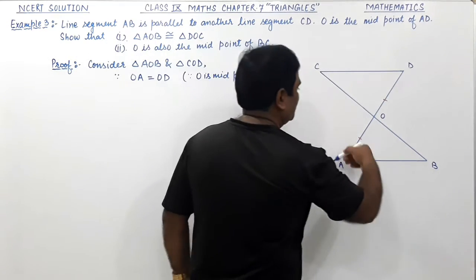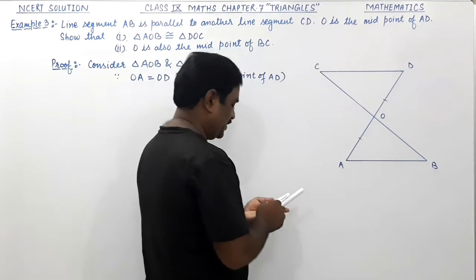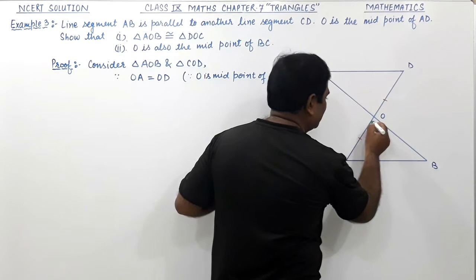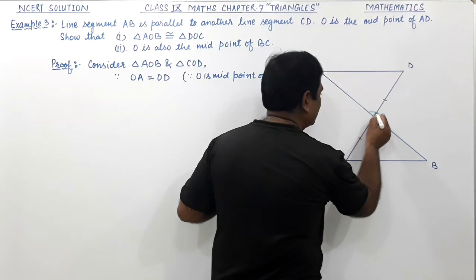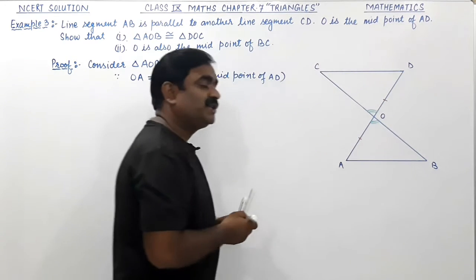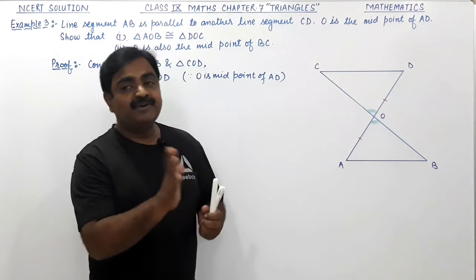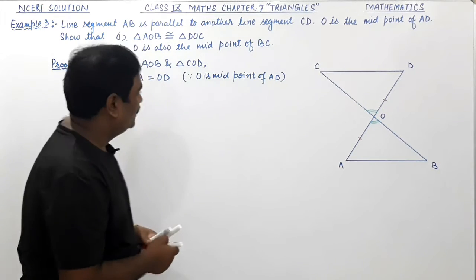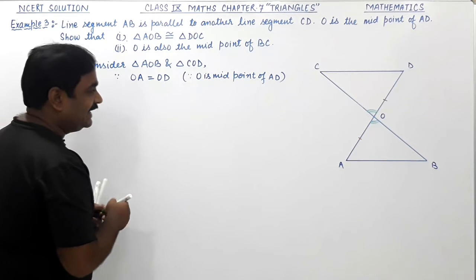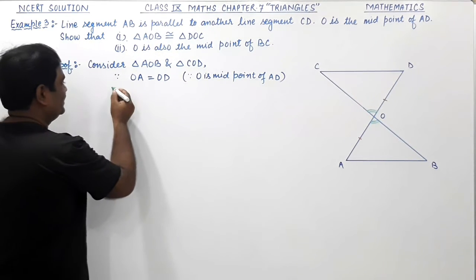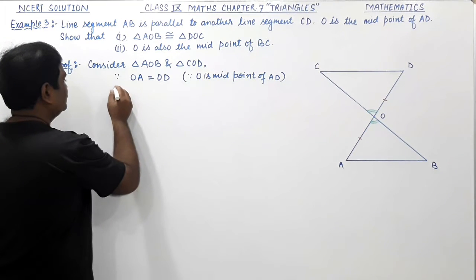Just see students, AD and BC are both straight lines and they are intersecting each other at point O. Therefore, these two angles are equal. Why are they equal? Because these angles are vertically opposite angles. You have read that if two lines intersect each other, then vertically opposite angles are equal. So what can you write? Since AD and BC intersect each other at point O, since what?